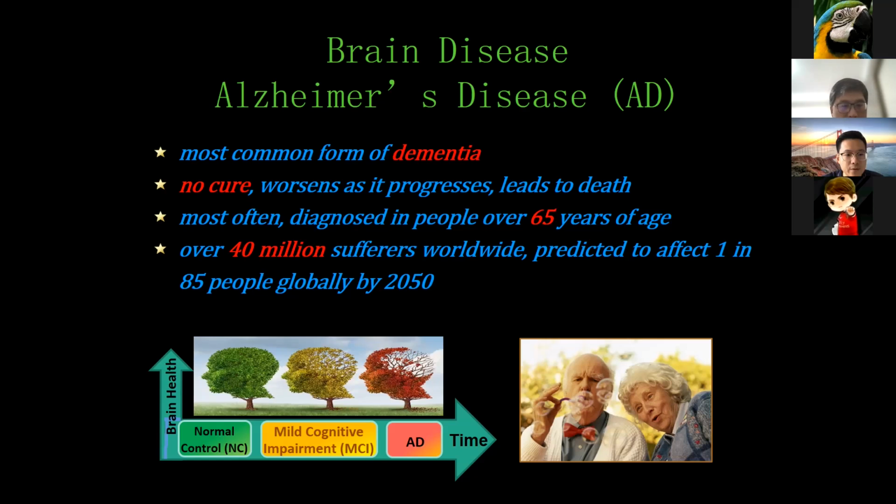In this stage, MCI is an early stage of AD. Some MCI people will convert to AD in, for example, half a year or 1 year or 2 years. And some other MCI people will not convert to AD for a very long time. So this is a very complex stage. And finally, the third stage is AD, which is the final stage.